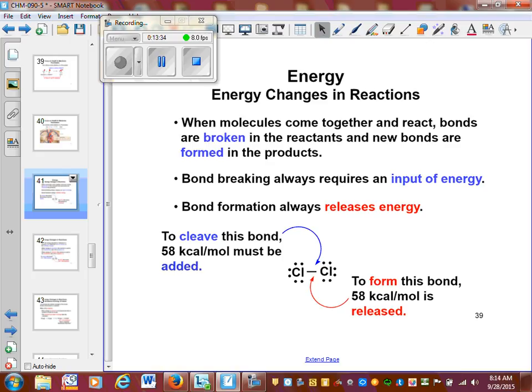Bond formation releases energy. So if I'm going to break this chlorine-chlorine bond, I have to add 58 kilocalories per mole of energy. That's how much energy I have to put in. If I form a chlorine-chlorine bond, I'm going to release 58 kilocalories per mole.